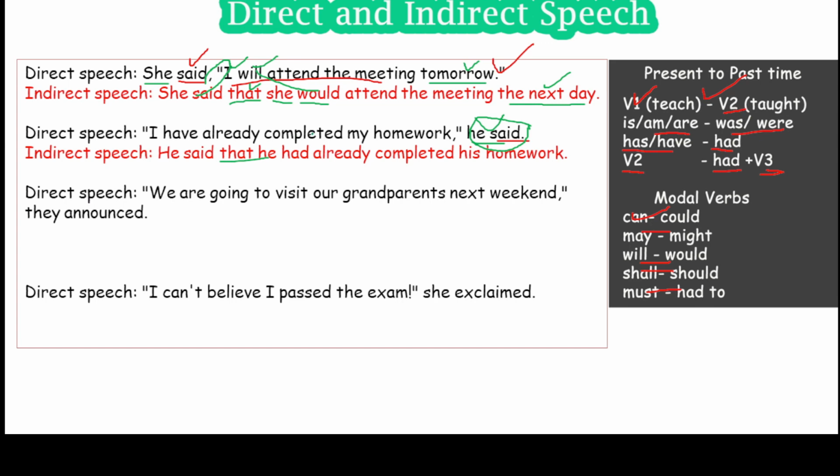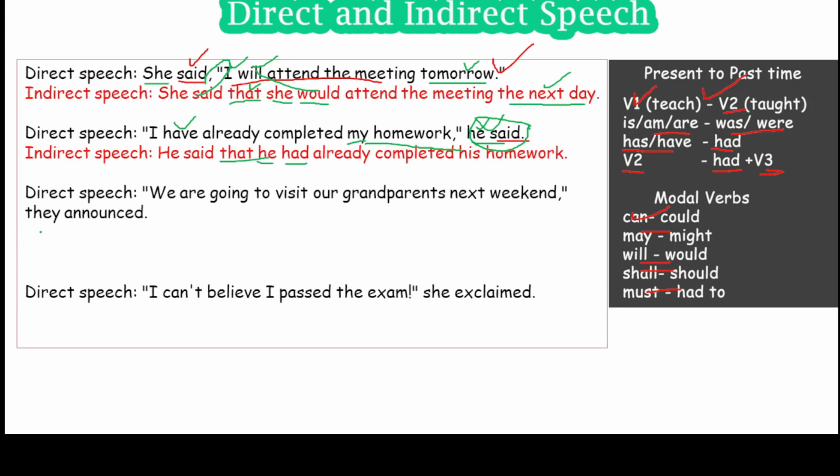Remove commas. We have removed commas and we have put "that". Then I have already, who's I here? Here I is he. He: have to past, had already completed my homework. It means we are talking about he, so it means his homework, not my here. We will have to understand who is I here, and if you have been given you, who is you here, accordingly you will have to change the pronouns.